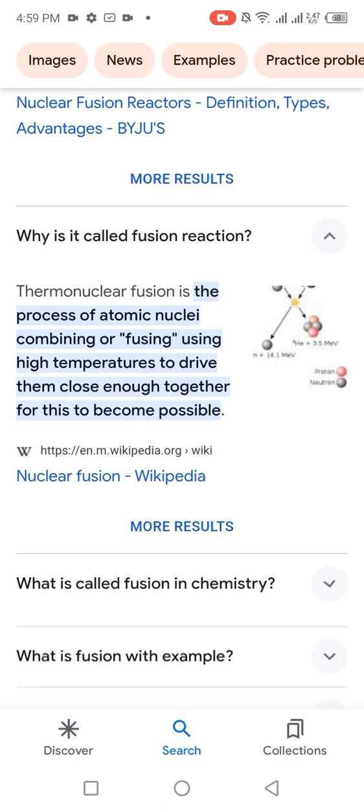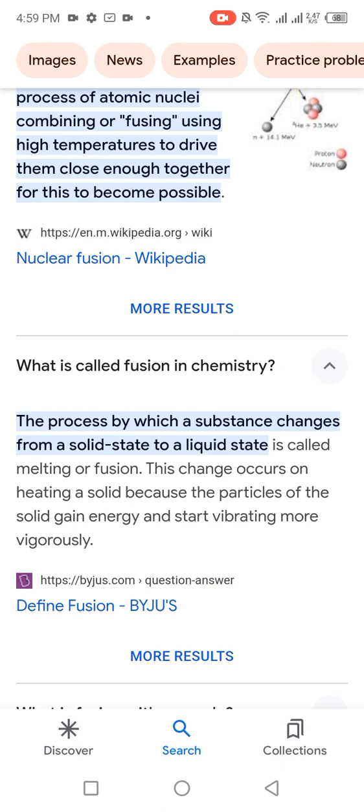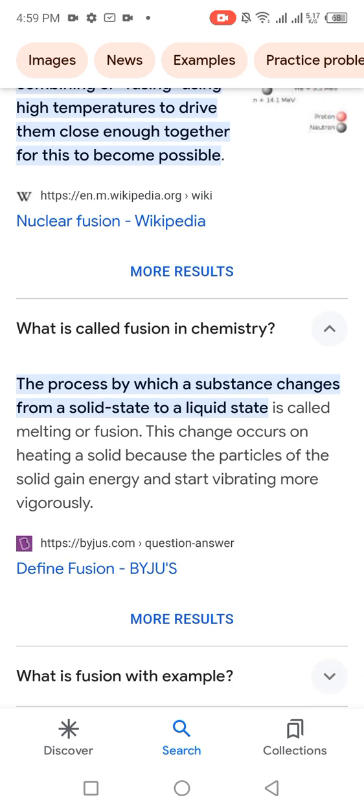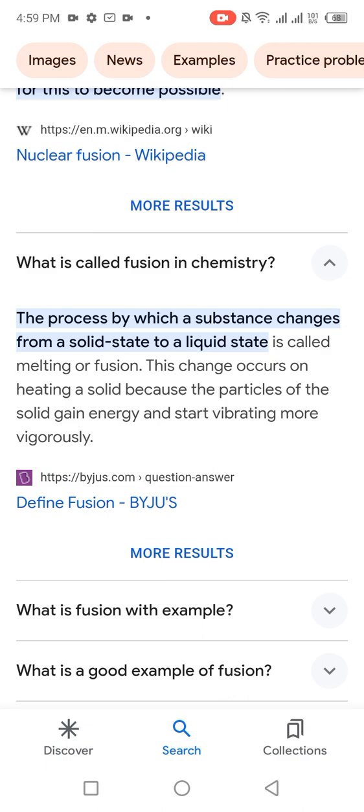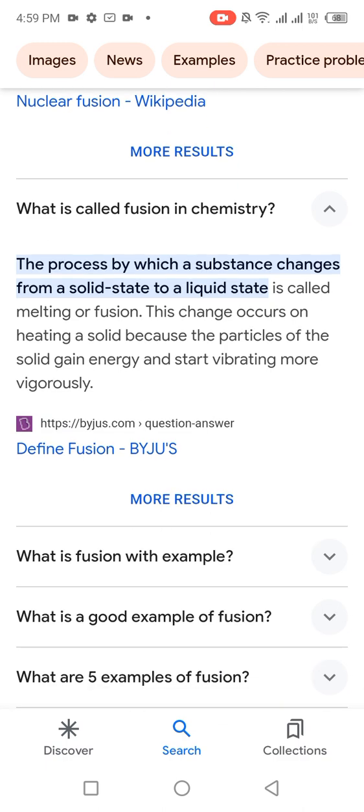What is called fusion in chemistry? The process by which a substance changes from a solid state to a liquid state is called melting or fusion. This change occurs on heating a solid because particles of the solid gain energy and start vibrating more vigorously.